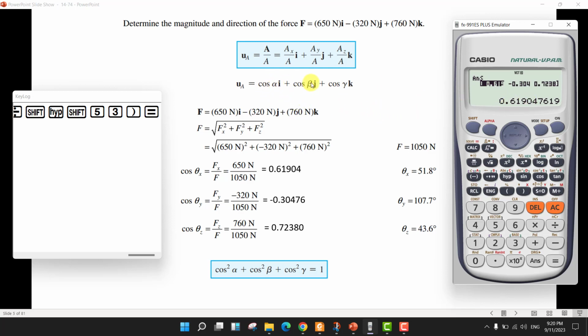We can represent this alpha, beta, and gamma as theta x, theta y, and theta z angles as well. So alpha is theta x, the angle of this force F with the x-axis. Beta is the angle with the y-axis, so theta y, and this is theta z.